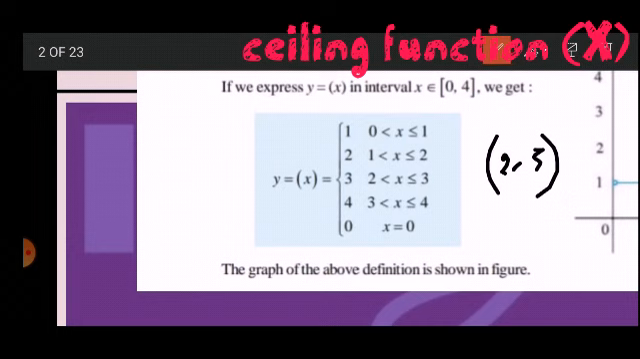2.5, we say ceiling of x. That is what we say here. 2.5 lies between 2 to 3, so the result will be 3 here. Ceiling means upper part, above part.